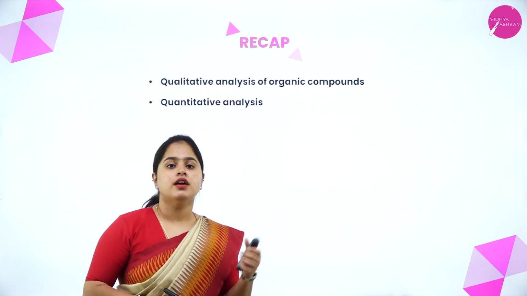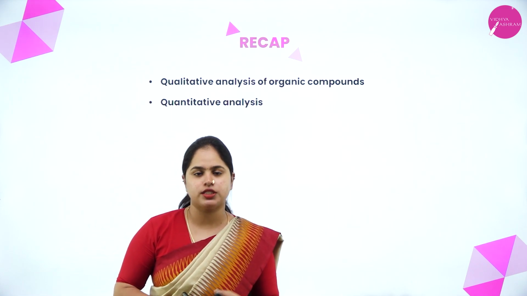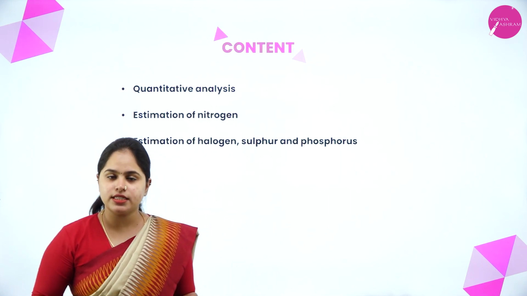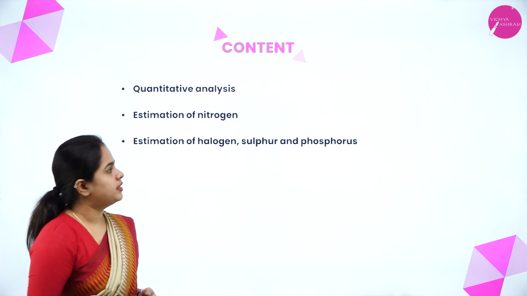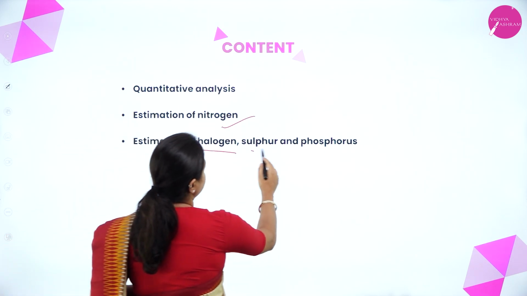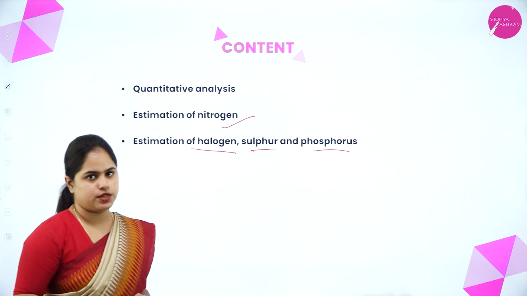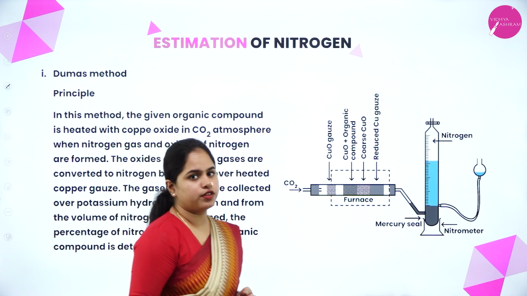In the last session, we discussed and studied the quantitative analysis of carbon and hydrogen, that is Liebig's method. So in today's session, we will be studying the quantitative analysis further, that is estimation of nitrogen, and then estimation of halogen, sulfur and phosphorus. Right. So let's begin with the first one, that is estimation of nitrogen.